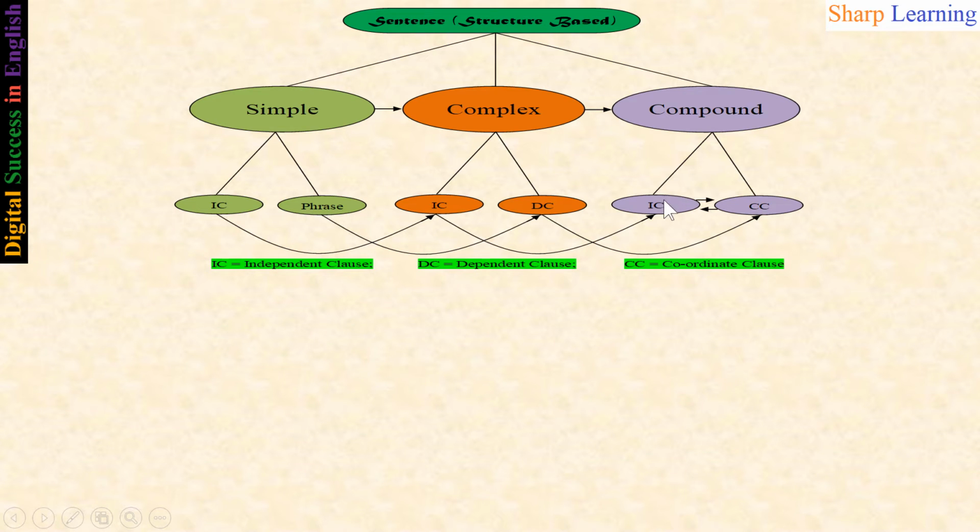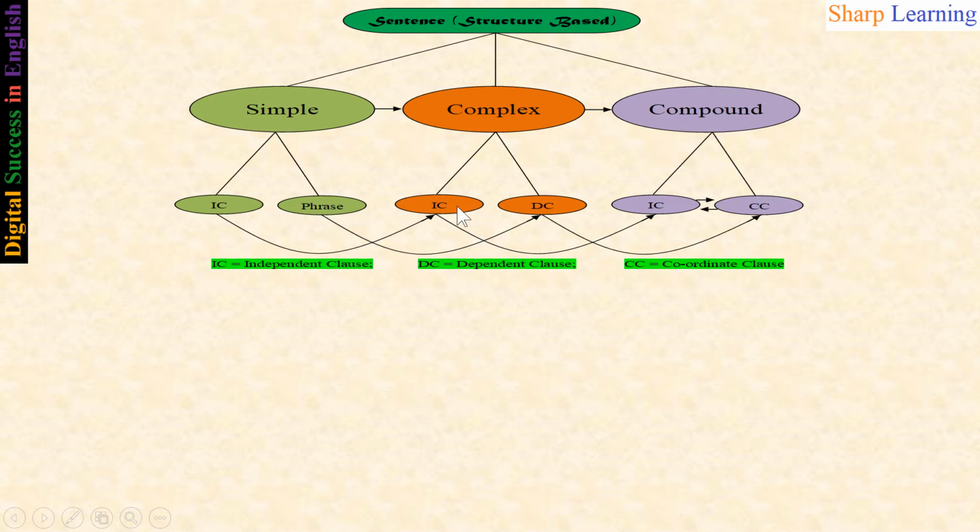In a compound sentence there will be only one IC and one or more CCs. So these are the basic criteria of these three types of sentences. If we want to change a simple sentence to complex, or from complex to compound, what can we do? That is very easy. The IC of the simple sentence will go to the IC of the complex sentence. It will remain unchanged, but the phrase will be transferred into a DC.